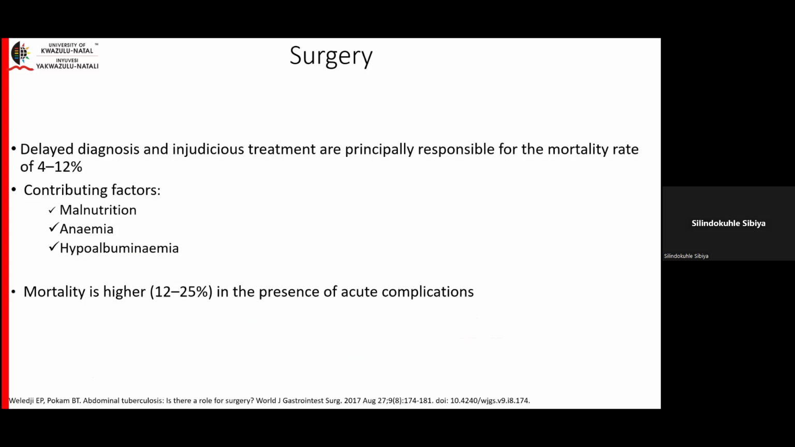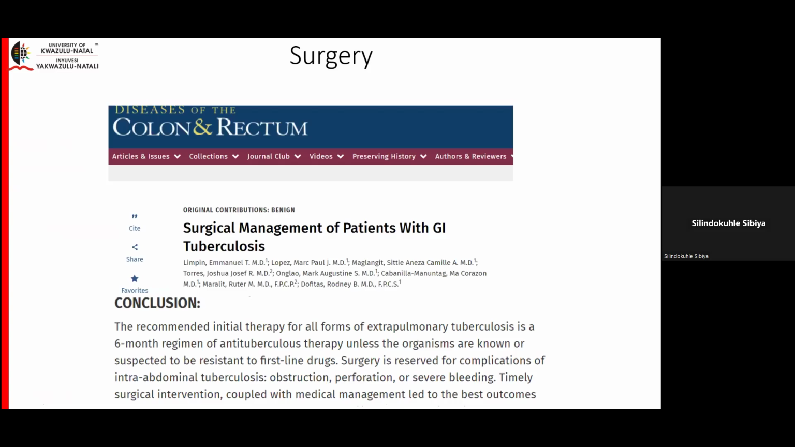So can one take this literature from colon cancer and from Crohn's and use it in TB? What we do know is that delayed diagnosis and inadequate treatment are principally responsible for mortality rates of about 4 to 12% in TB, the contributing factors being malnutrition, anemia, and hyperbilirubinemia. And mortality rates are higher, between 12 to 24%, in the presence of acute complications.